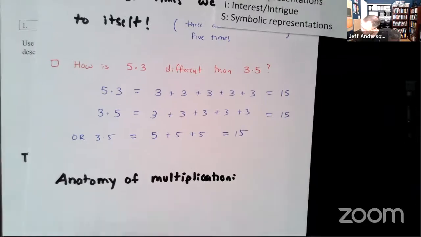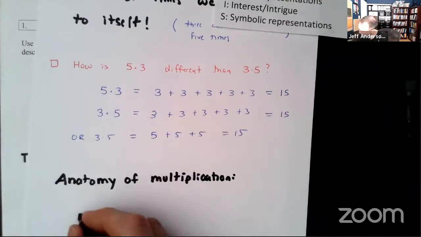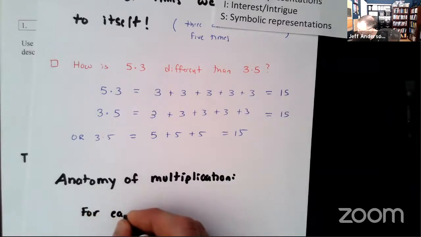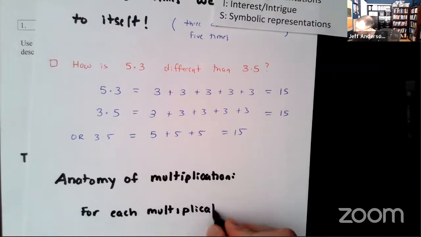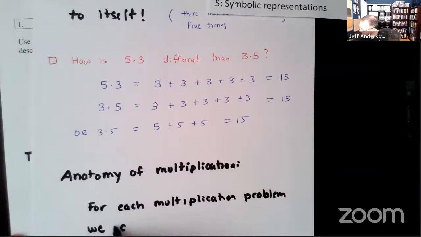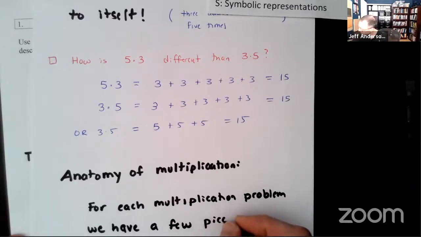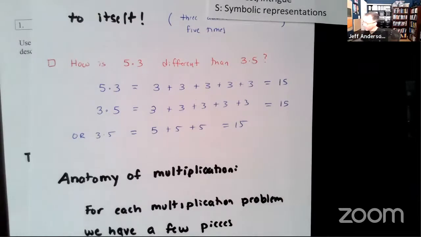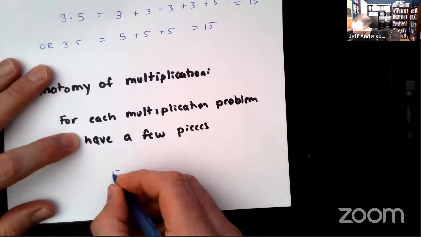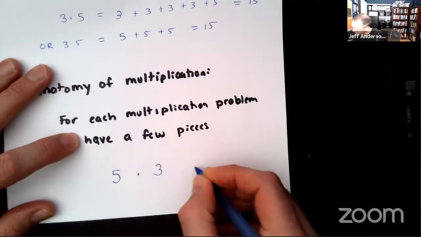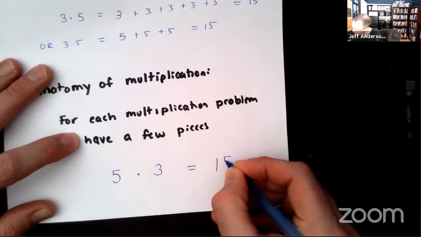So for each multiplication problem we have a few pieces. Okay, so let's go ahead and look at those pieces. And we'll use our example that we started with. So let's write 5 times 3 equal 15.